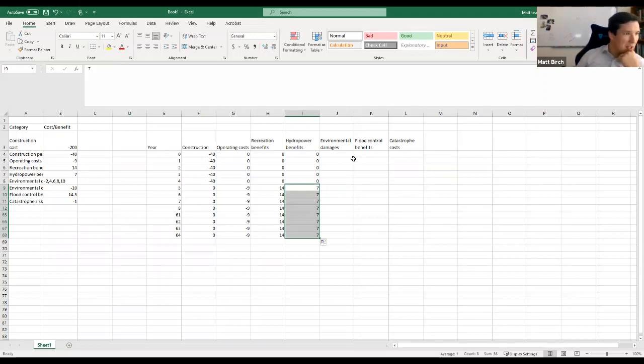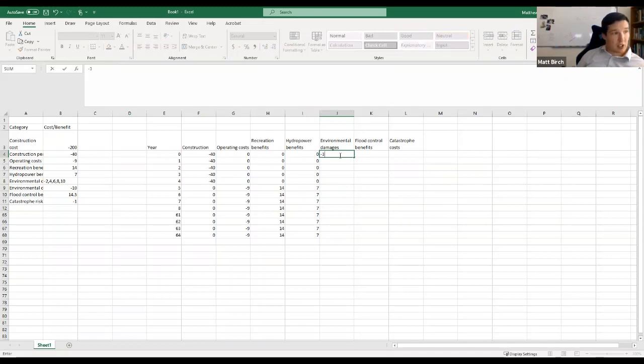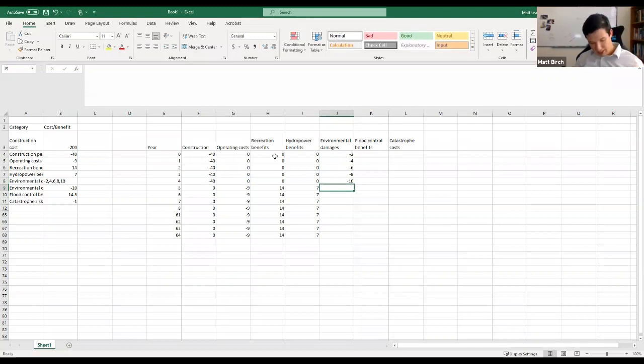Environmental damages. This one I did a little bit trickier. In year 0, does $2 million of damage. In year 2, does $4 million of damage. In year 3, it's 6. In year 4, it's 8. Did I say that all right? 0, 1, 2, 3 is where we're at. Year 3 is minus 8. And year 4 is minus 10. And every year after that is still just minus 10.